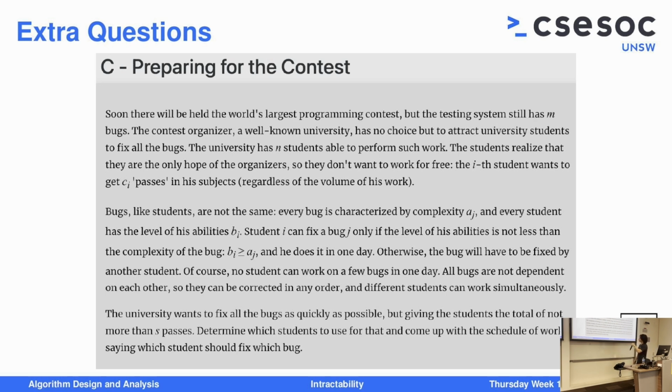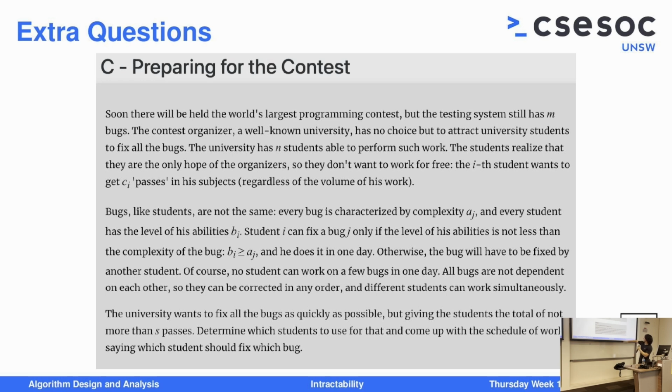Of course, no student can work on a few bugs in one day. All bugs are not dependent on each other, so they can be corrected in any order, and different students can work simultaneously. The university wants to fix all the bugs as quickly as possible by giving the students a total of not more than S passes. Determine which students to use for that, and come up with the schedule of work saying which student should fix which bug.